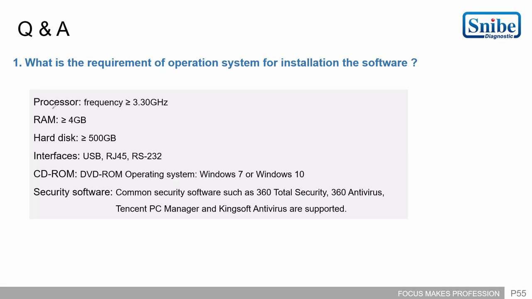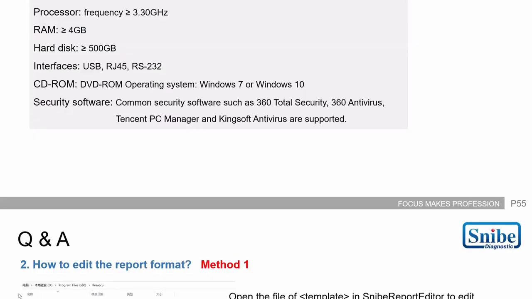So the answer is the processor greater than 3.3 gigahertz is required. The RAM is almost greater than 4 GB. The hard disk should be greater than 500 gigabytes. The USB, RJ45 and RS232 interface is required with the DVD-ROM, operating system of Windows 7 or Windows 10. The security software such as 360 Total Security, 360 Antivirus, Tencent PC Manager, or Kingsoft Antivirus are supported by our systems. So they can use all these security software for the protection of their data and the software.